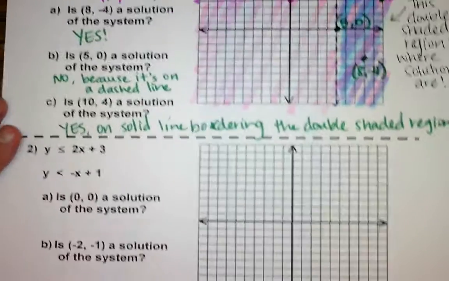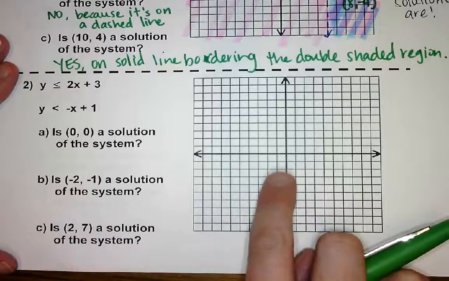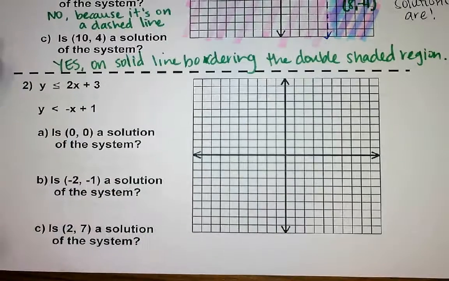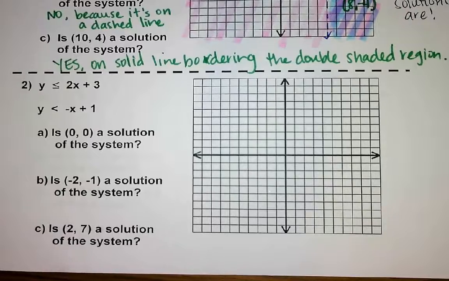Actually, I want you guys to graph these two lines, okay? I want you guys to graph these two lines, and I want y'all to then identify the double shaded regions, okay? Or there's just one double shaded region. So I want you to graph it and then identify the double shaded region there.